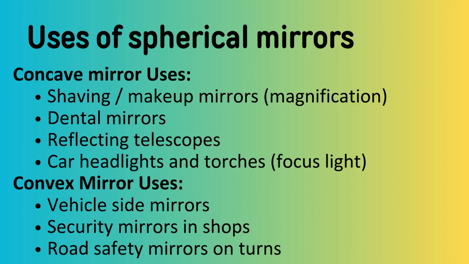Now let us discuss the uses of spherical mirrors. Uses of concave mirrors include shaving and makeup mirrors, because they produce magnified images. They are also used as dental mirrors, in reflecting telescopes, and in car headlights and torches to focus light. Uses of convex mirrors include vehicle side mirrors, where objects appear smaller but a wider area is visible. They are also used as security mirrors in shops and as road safety mirrors at sharp turns.